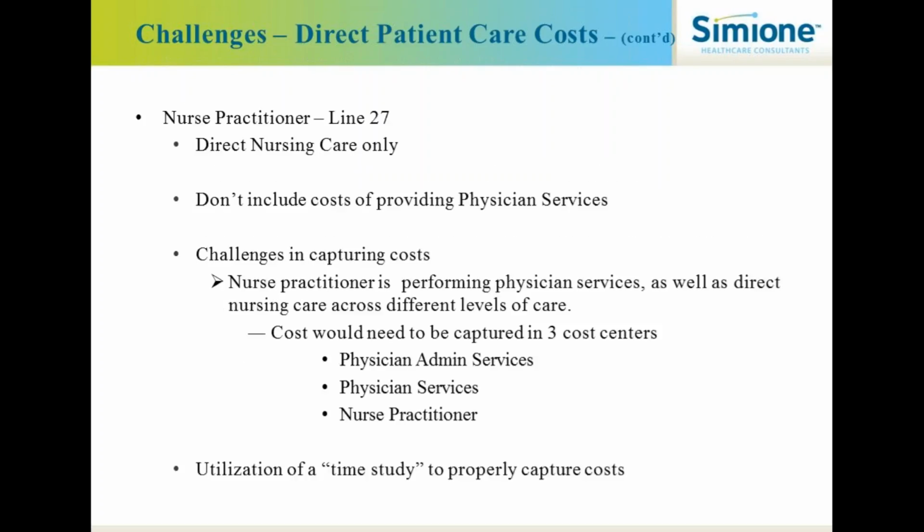Next slide. So the nurse practitioner gets reported on line 27. Here, this is for direct nursing care only. Don't include costs of providing physician services. And some of the challenges in capturing the costs would be if your nurse practitioner is performing physician services as well as direct nursing care across different levels of care. How are you going to capture their costs? The costs may need to be captured in 3 different cost centers. So these are just things to think about, and how are you going to get your costs in the proper buckets?